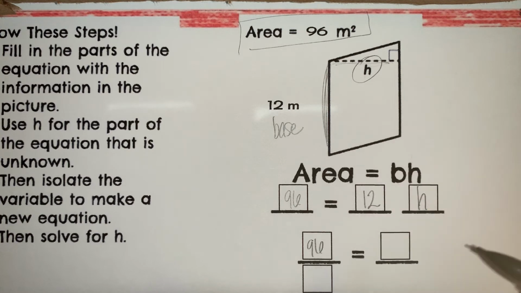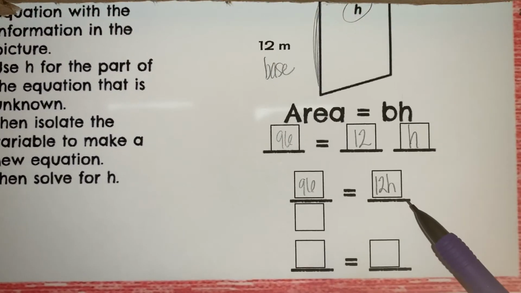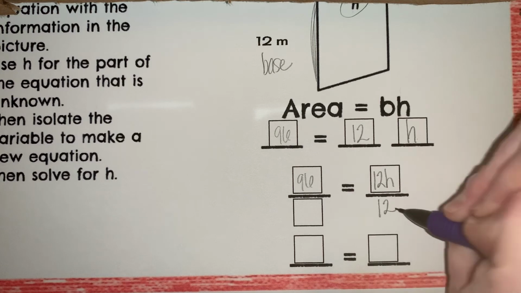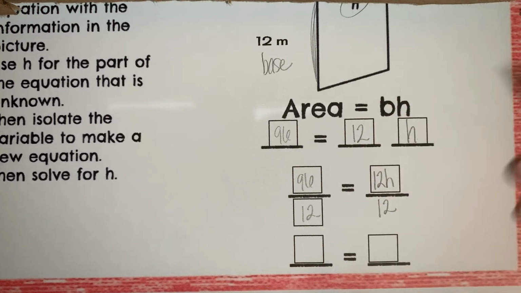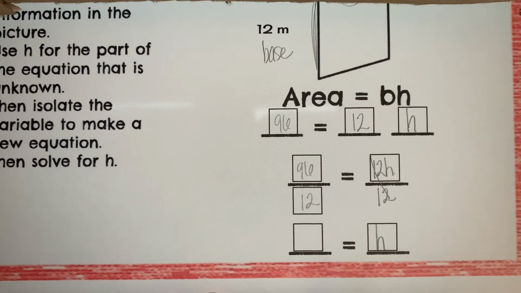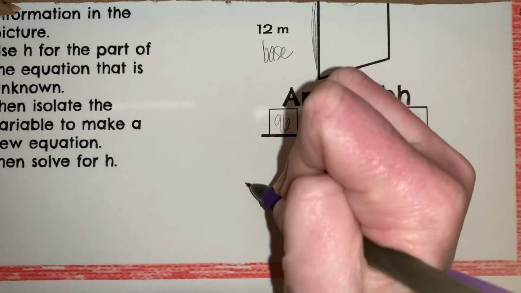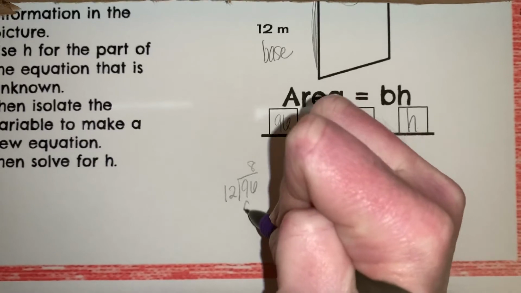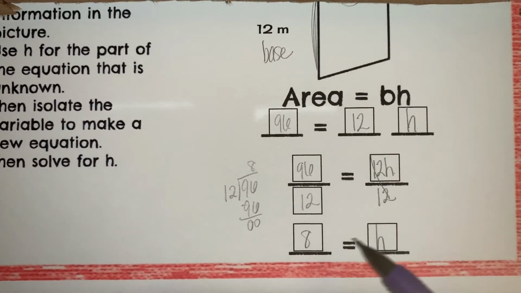I'm going to fill this in. 96 equals 12H. 12 times H. The opposite of multiplication is division. So I would divide both sides by 12 because I want to isolate the variable. Remember, you're trying to figure out what H is. The 12s cancel each other out. That leaves H. Bring it down. And 96 divided by 12 is 8. So the missing part of the formula for this problem would be the height is equal to 8. So you're solving an equation to help you figure out the missing part.